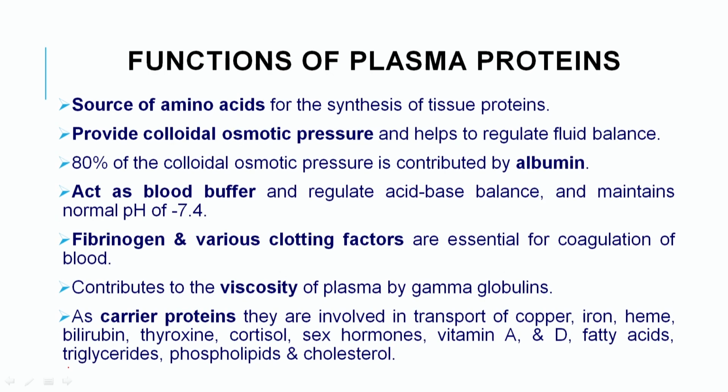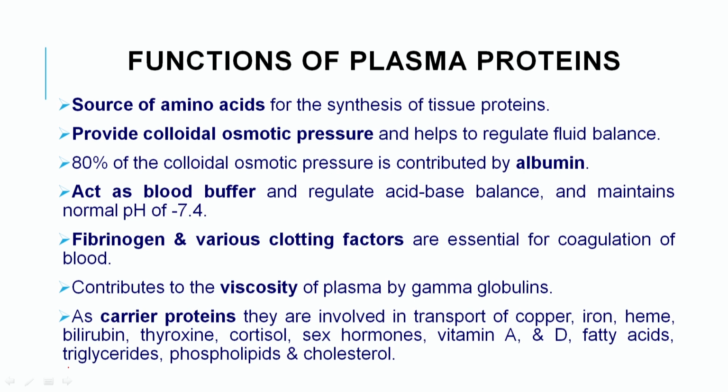What are the functions of plasma protein? It acts as a source of amino acids for the synthesis of tissue proteins. It provides the colloidal osmotic pressure and helps to regulate fluid balance. Around 80% of the colloidal osmotic pressure is contributed by albumin alone. Plasma protein also acts as a blood buffer, regulates the acid-base balance and maintains the normal pH of 7.4.